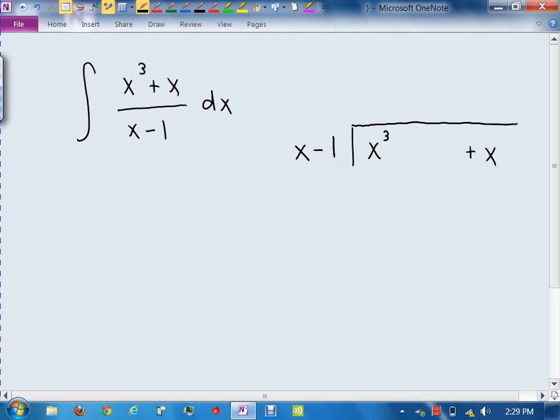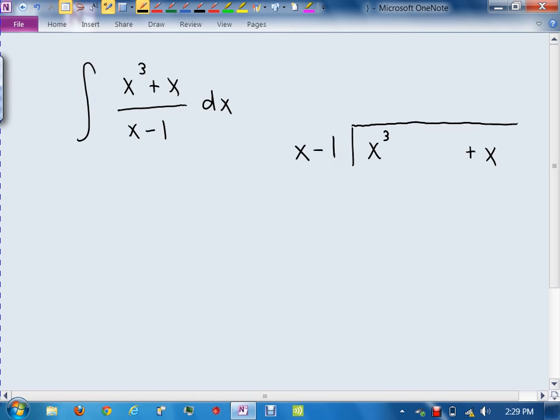You can do synthetic division if it's linear in the denominator, but it's not always going to be linear in the denominator, so you need to know long division. Now, I'm going to do long division on this. Long division is like old school division, right? But with polynomials instead of numbers.